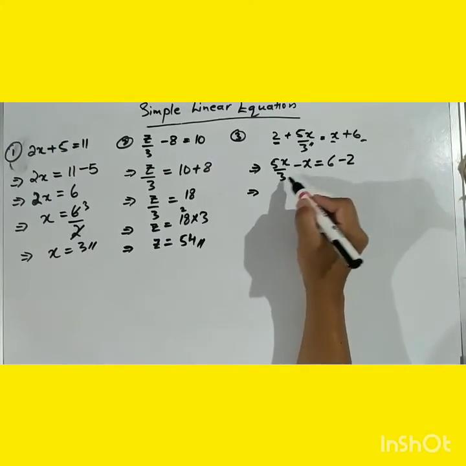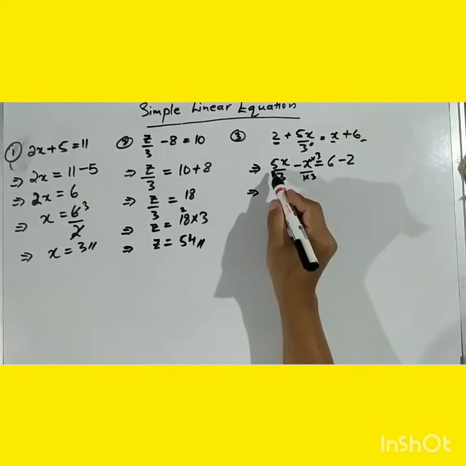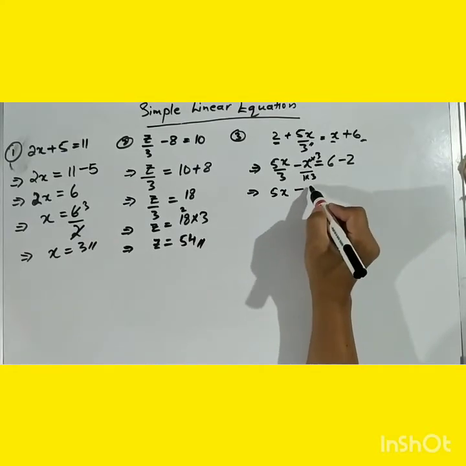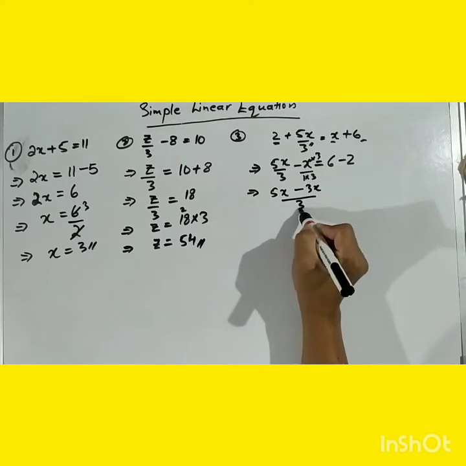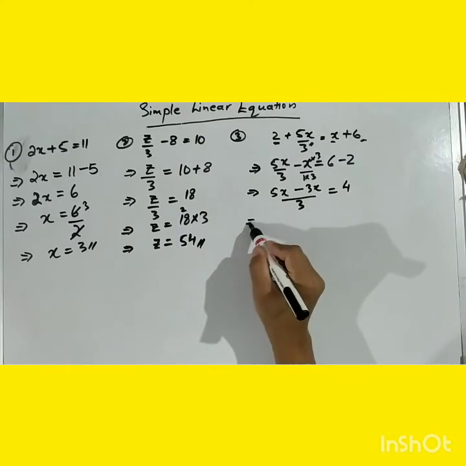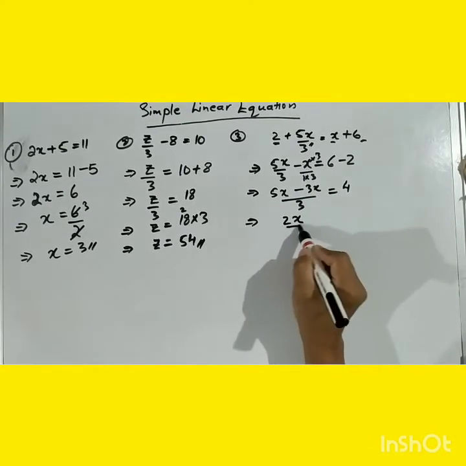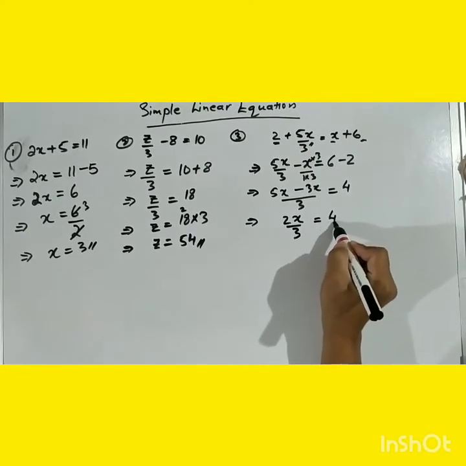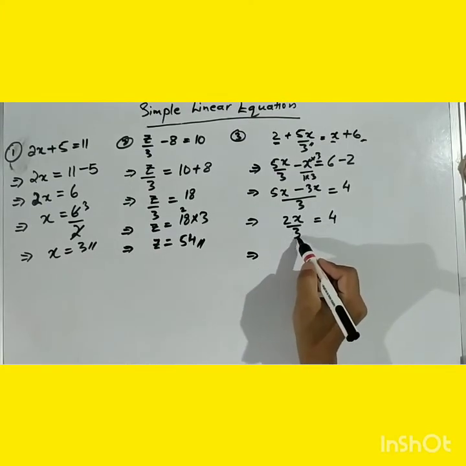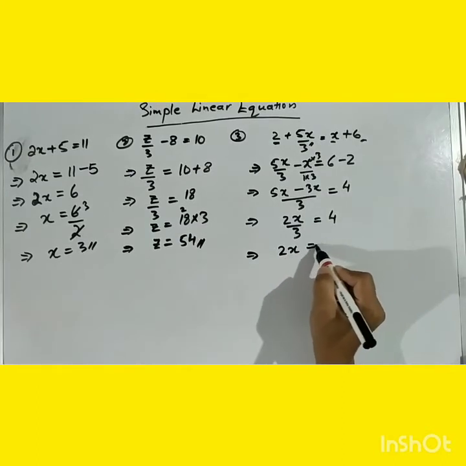So the LCM is 3, 1 into 3 into 3, right? So 5x minus 3x is 2x, 2x upon 3 equals 6 minus 2 equals 4. So 5x minus 3x equals 2x, right? Upon 3 equals 4. So 2x, we are going to move this denominator to the other side. So 2x equals 4.